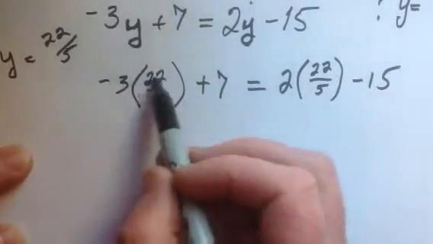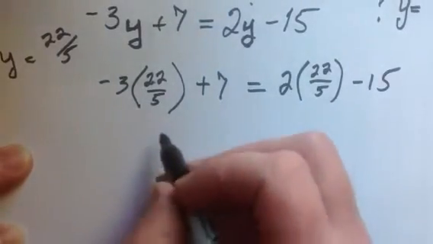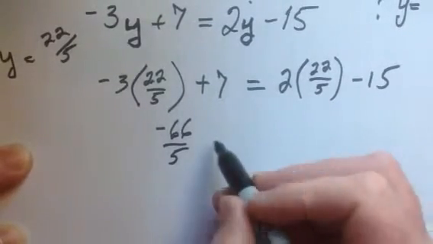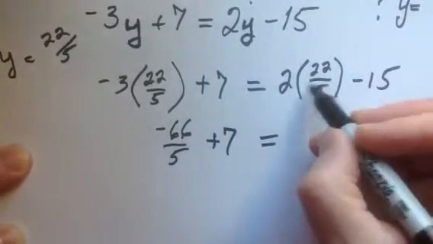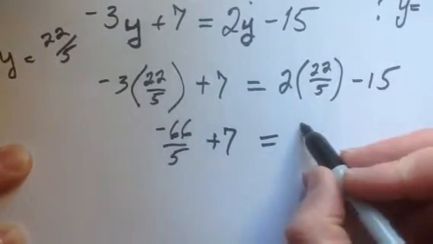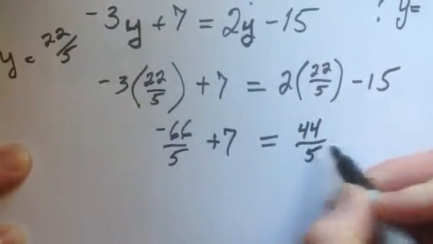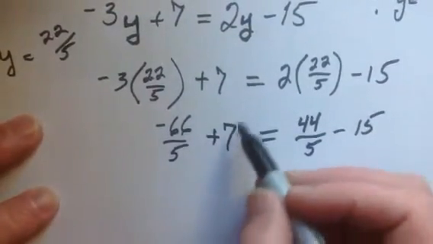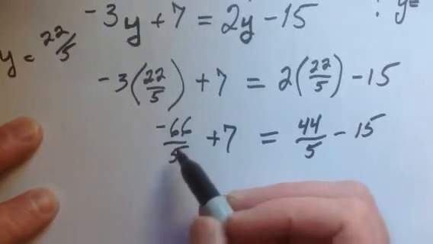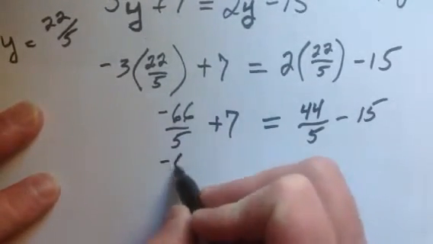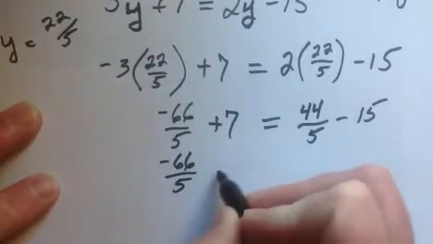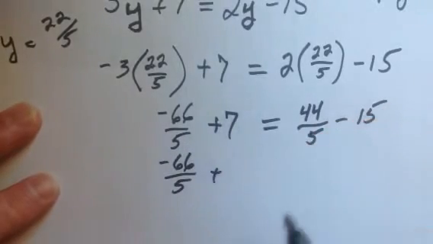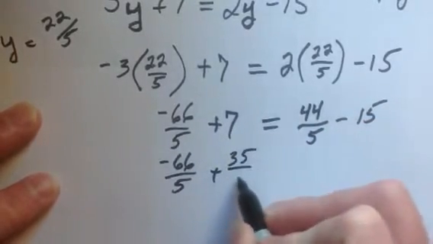So let's just multiply negative 3 times 22 over 5. That gives us negative 66 over 5 plus 7 equals 2 times 22 over 5, which is 44 over 5, minus 15. Now to add these, we need to turn this into a fraction that has the same denominator, right? So we'll make it negative 66 over 5 plus, how do we get this to something that would have a 5? Well, we need to multiply that by 5. So we get 35 over 5.